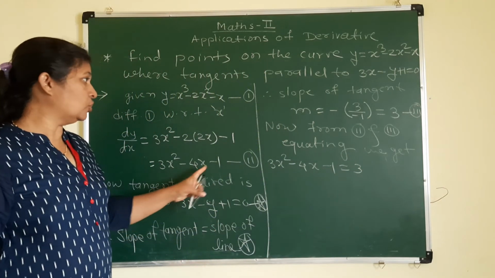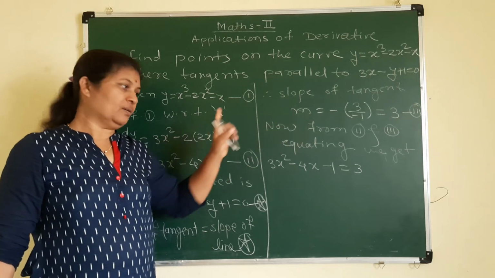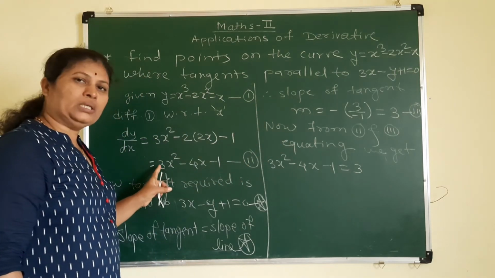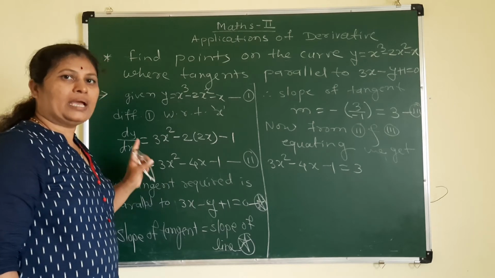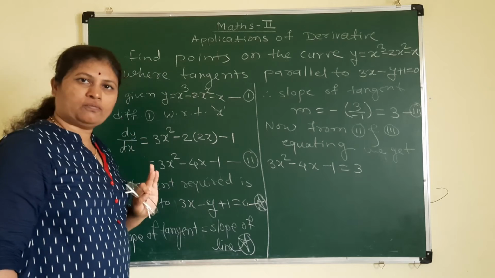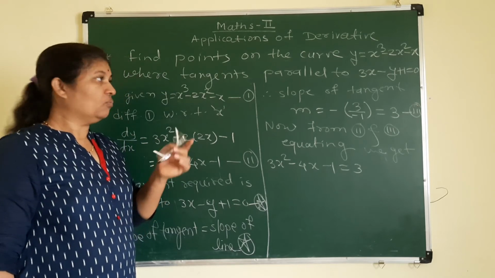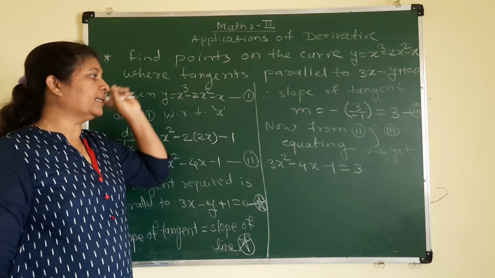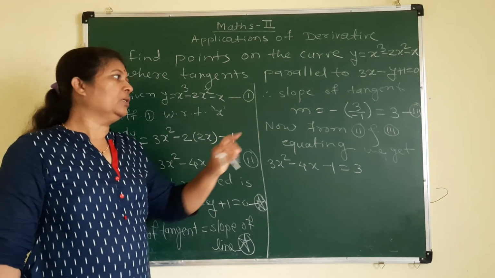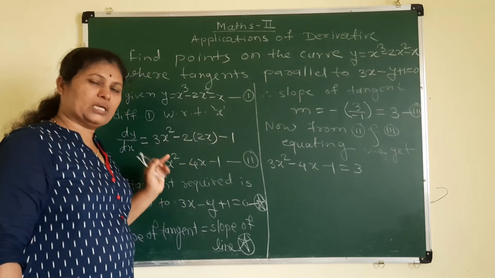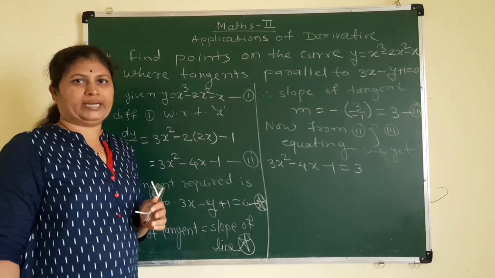Why to equate these two things? Because this gives me the slope of tangent at that particular point of contact. But the point of contact is to be found here. We have to find that point of contact. Then what is given to me? Slope is already given. So I will equate these two things and I will find the point of contact, coordinates of that point.